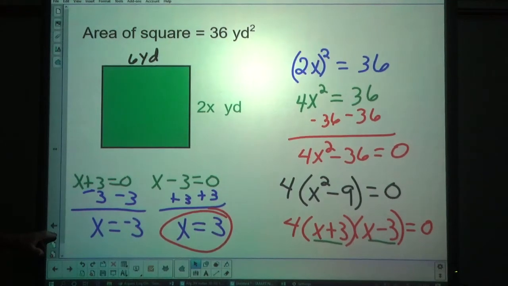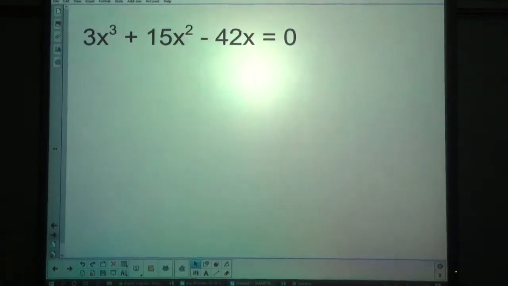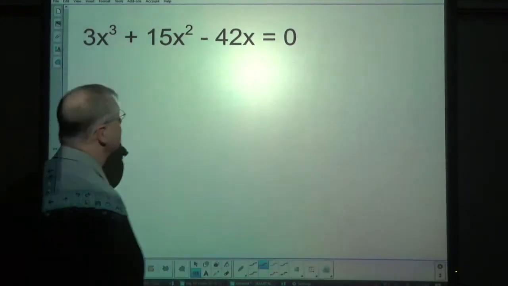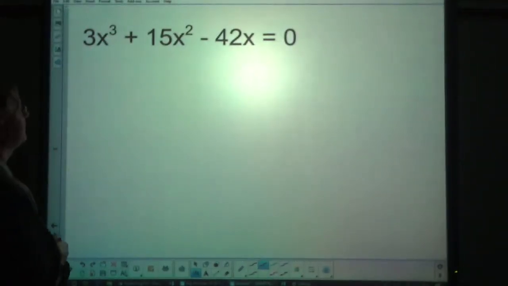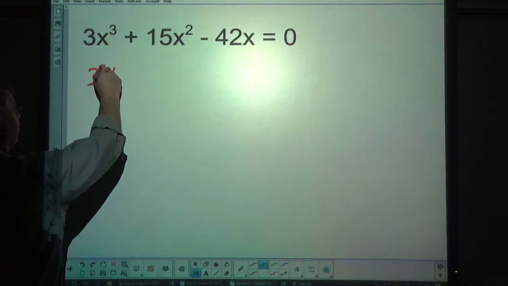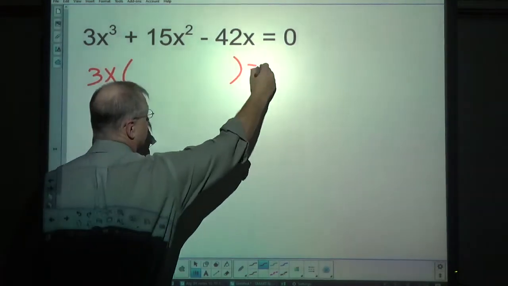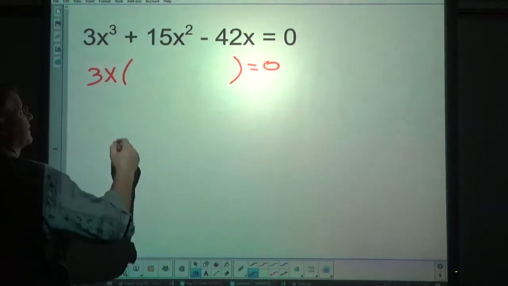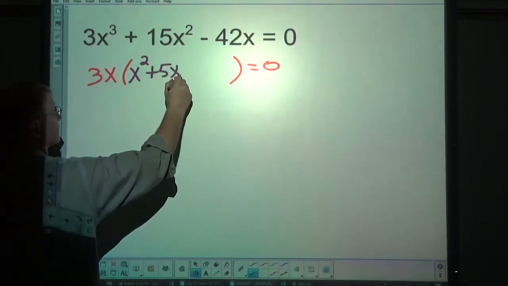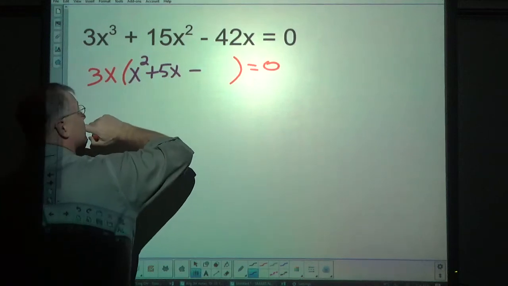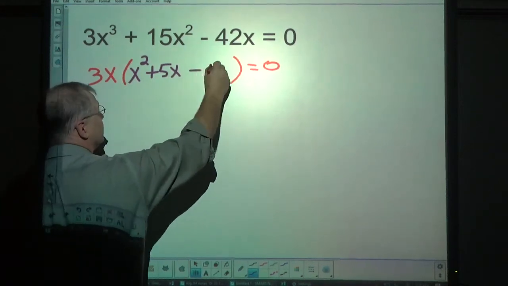Now, I know some of you could have done that in your head, but that's not the point. All right, let's take a look at this one. This is a little bit different. In this one, you want to factor out the GCF as we have before. I believe 3 and x can be factored out. When we factor out 3x, we get x squared plus 5x minus, let's see, 14.